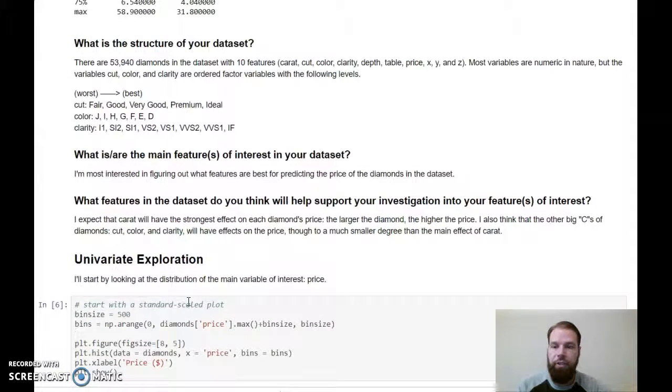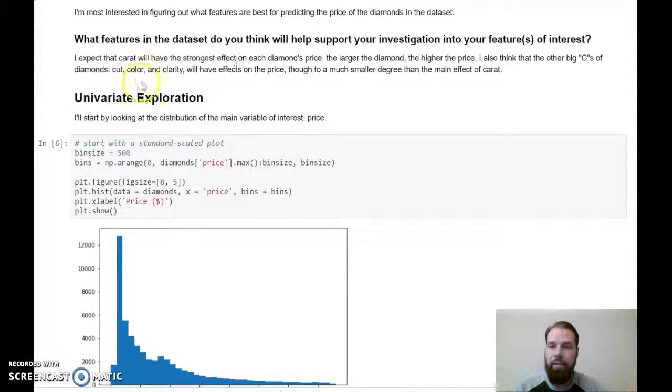I like that they provide a lot of different questions, because these questions are useful to help you gain direction in terms of where you're trying to go with your data set. So you'll probably want to answer these questions when you start your project as well. I like the univariate exploration.